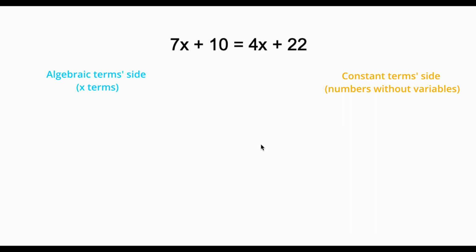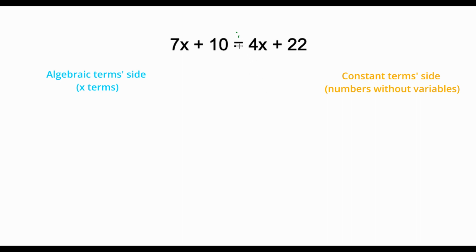Now you want to do this because when you transfer terms from one side of the equation to the other side, you are using the opposite operation or the opposite value. So if you've got a positive term and you're going to move it over, that's going to become a negative term on the other side. Okay, so with that in mind, let's go ahead and get started.